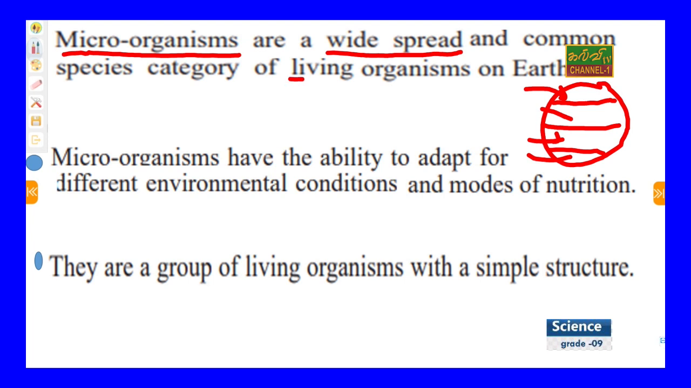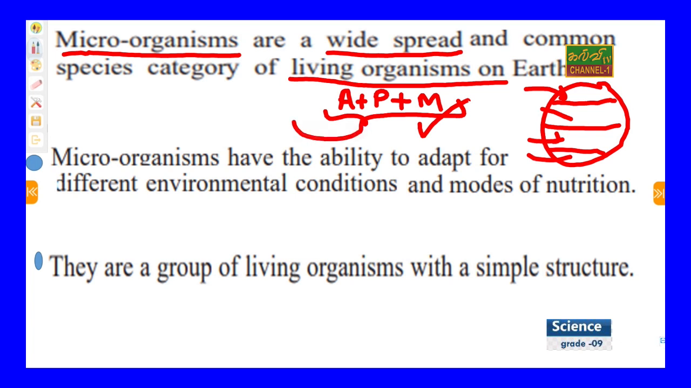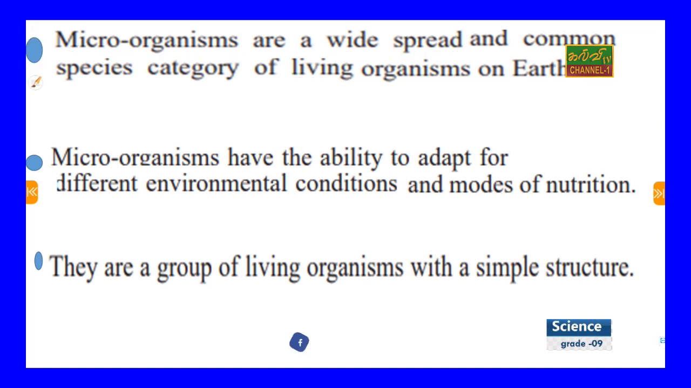So microorganisms are widespread and a common species category of living organism. Yes, living organisms can be classified as animal and plant with microorganism. This is the common species, a specific category of living organism. These are living organisms. What are they? Animal, plant and microorganism. So microorganisms are widespread and a common species of living organism.